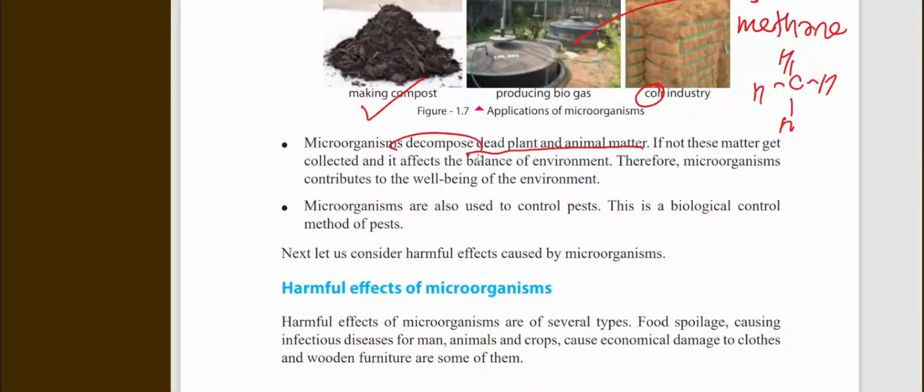Decomposing. Clear? You remember? Decomposition. So by decomposing material, they give us room for living, room for our existence. Otherwise, it would be really difficult for us to be here.